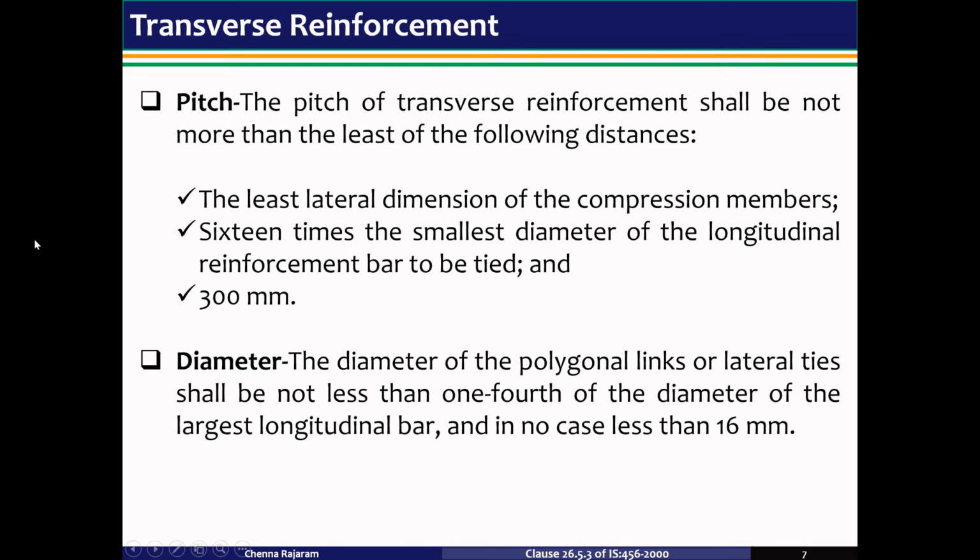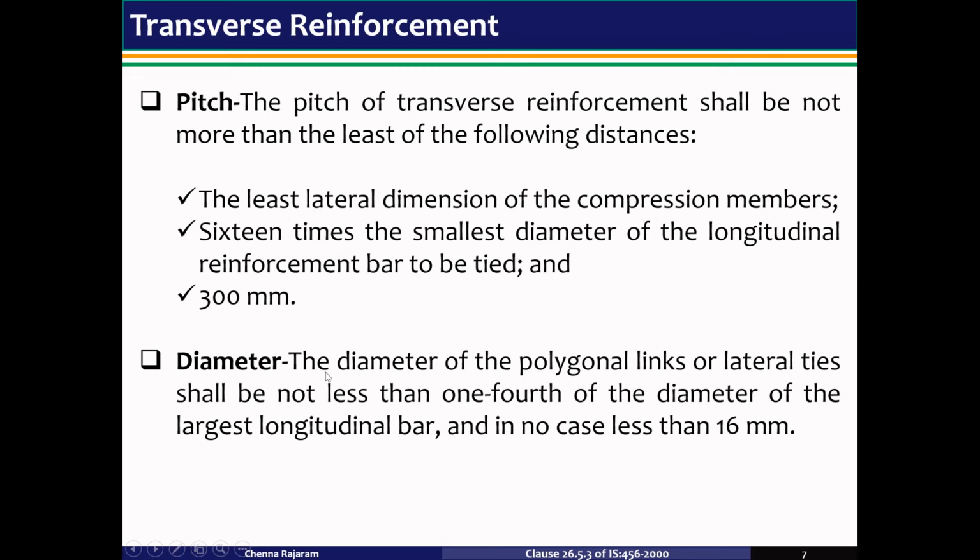The pitch of transverse reinforcement shall be not more than the least of the following distances. 1. The least lateral dimension of the compression member. 2. 16 times the smallest diameter of the longitudinal reinforcement bar to be tied. 3. 300 mm. Out of these three distances, we consider the least one.